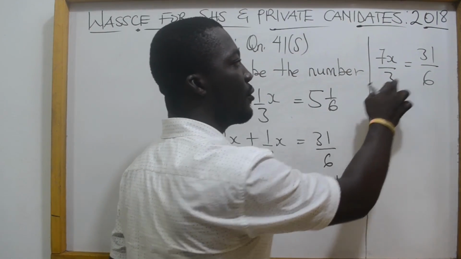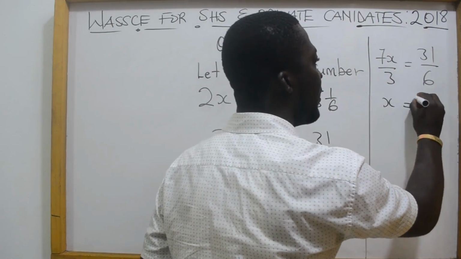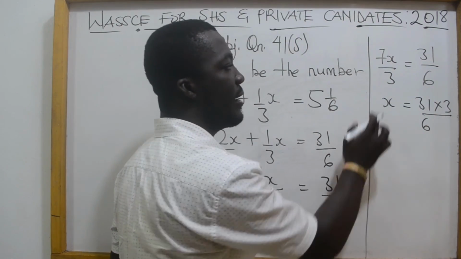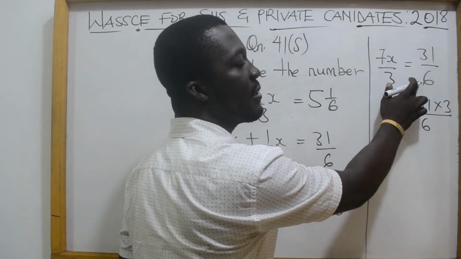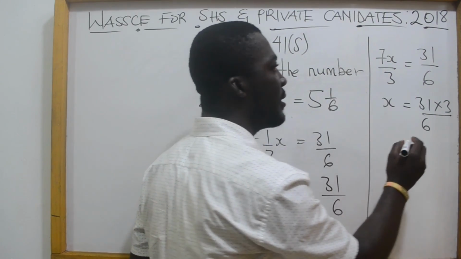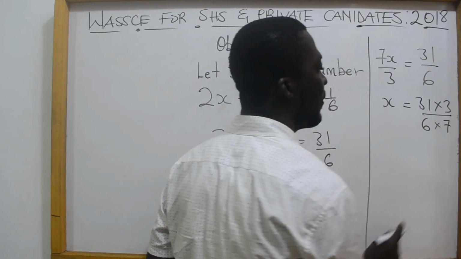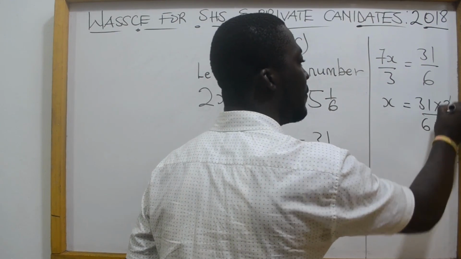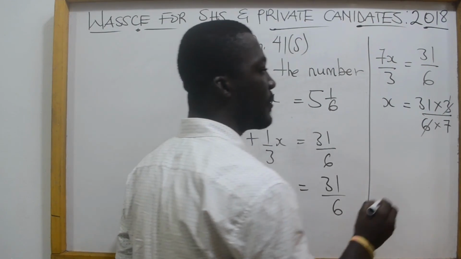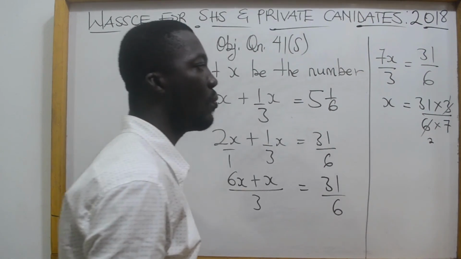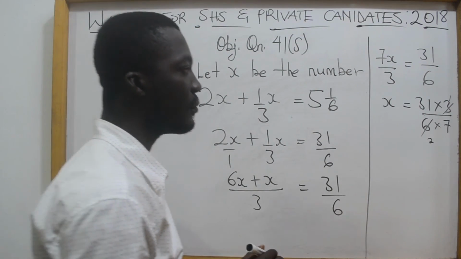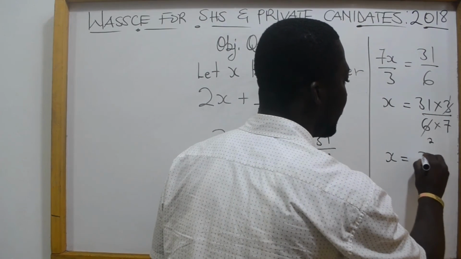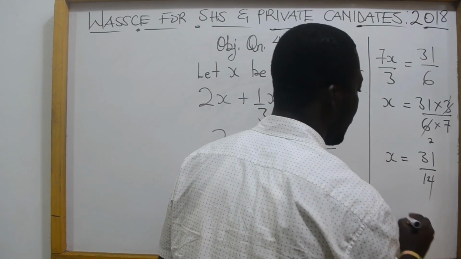The 3 will cross to the right hand side, making 31 times 3 divided by, already we have 6 there. And the 7 will cross to the left hand side and becomes a denominator. So times 7. Our cancellation continues. 3 will cancel itself. 3 into 6 is 2. Then no number can cancel again. So we are going to get x is equal to 31 over 14.